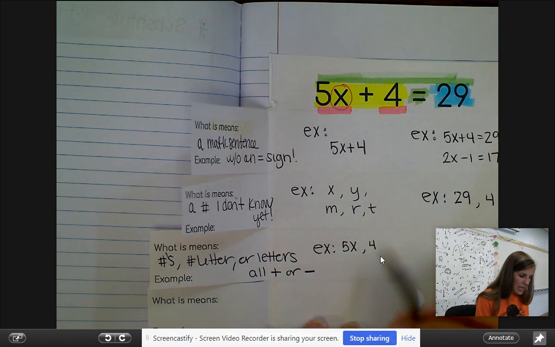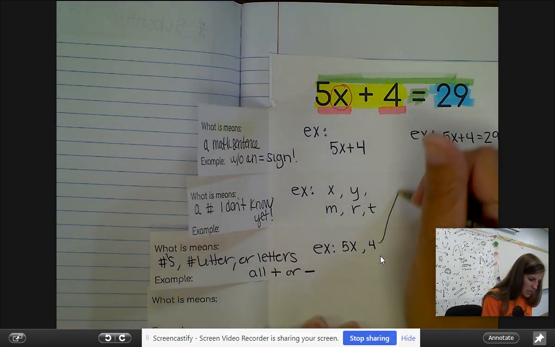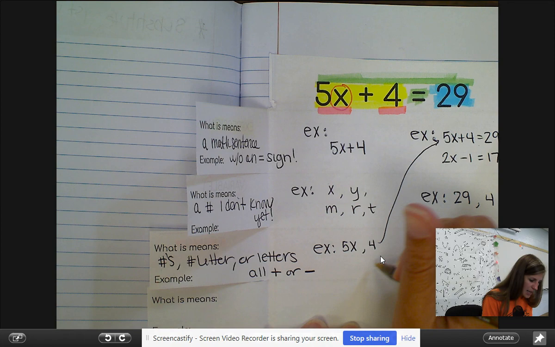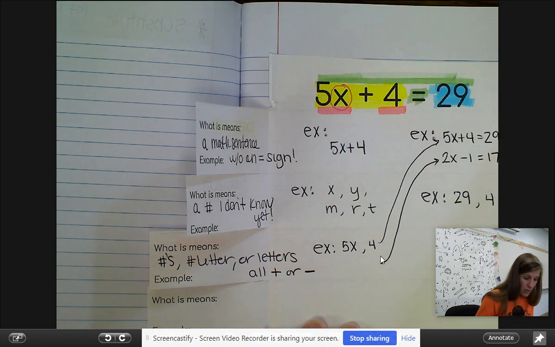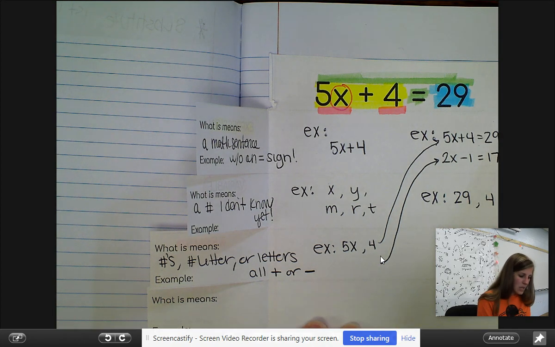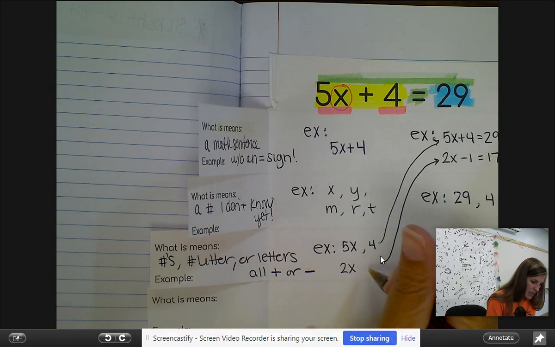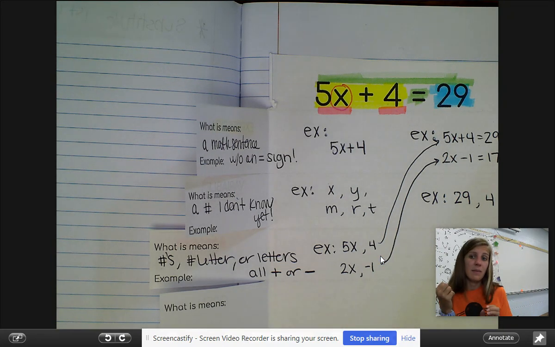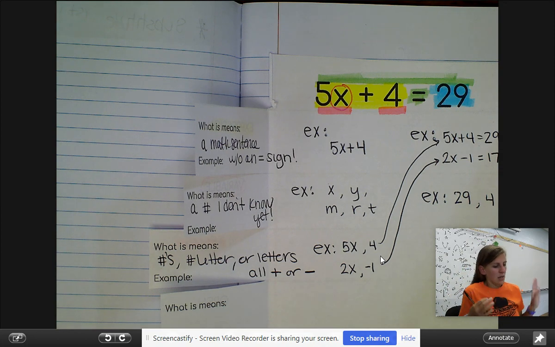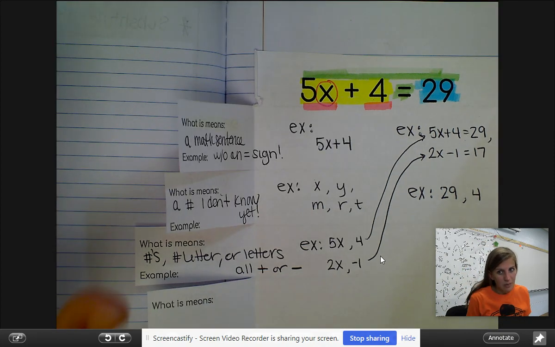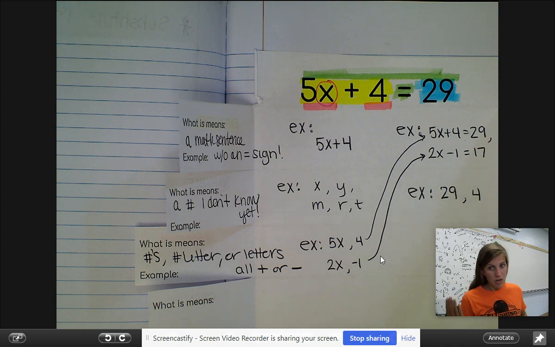So maybe looking at this other equation over here, so this is coming from that equation. Another example: if I look at this equation, my terms are 2x and -1 because we always take the sign with it. Okay. 17 would not be a term because it's not being added up with anything or subtracted with anything.